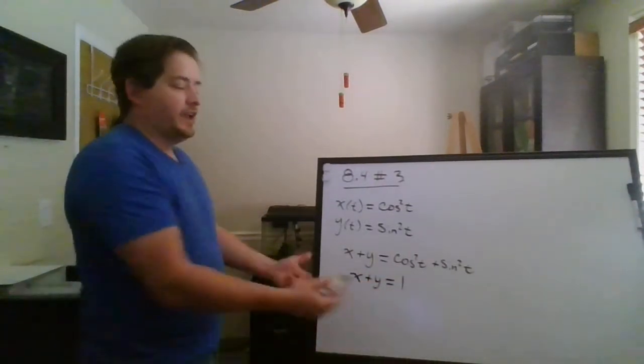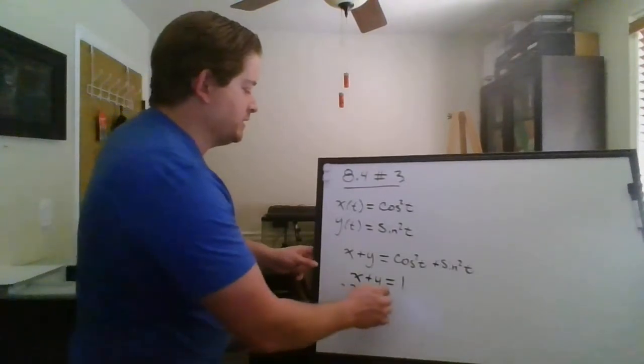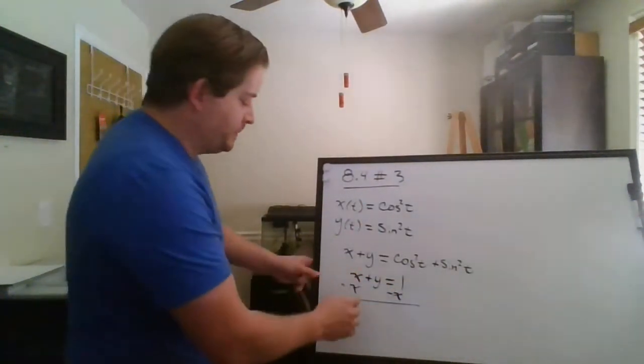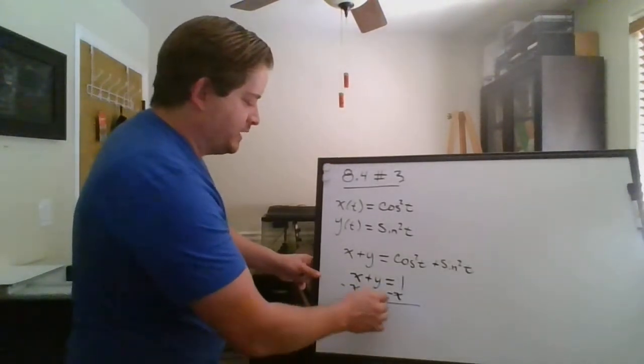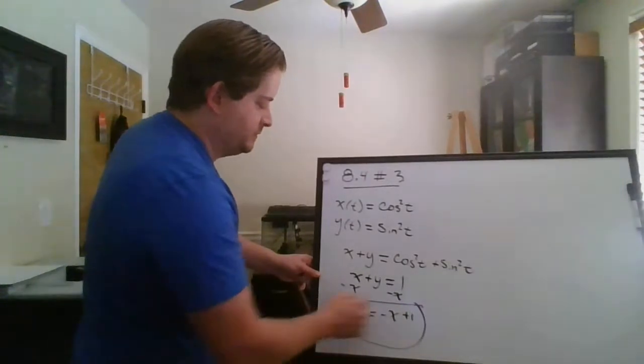And so I have x plus y equals 1, and I have an equation. Subtract x from both sides, and you have the solution that the homework site is looking for. I end up with y equals negative x plus 1, and that should be the solution.